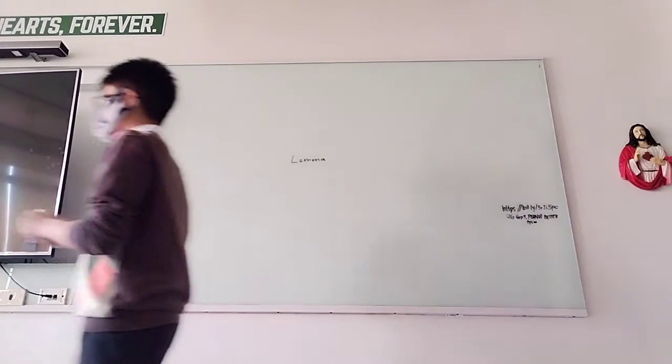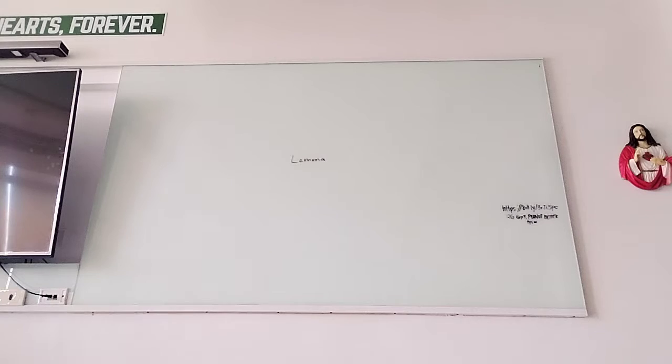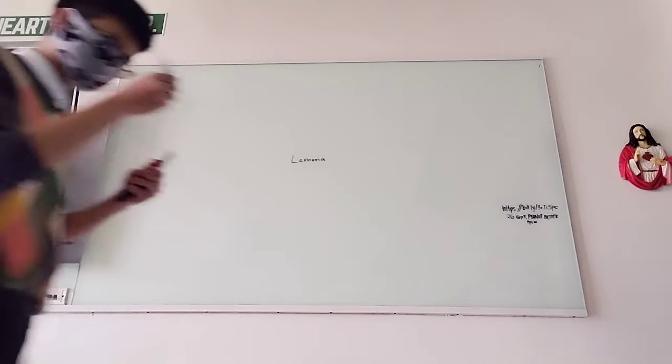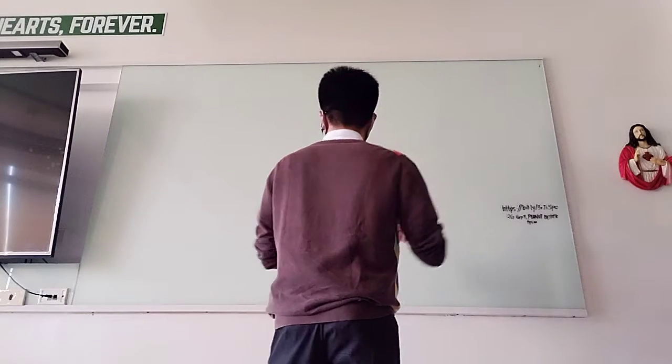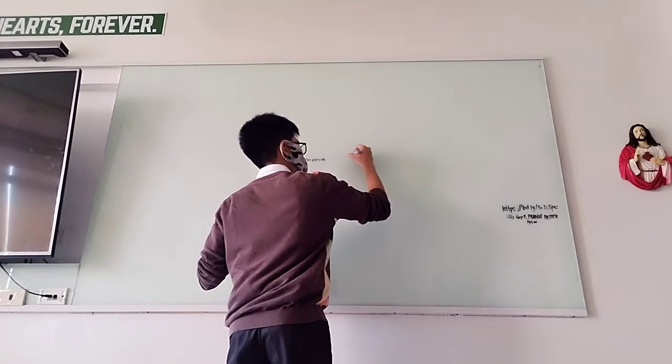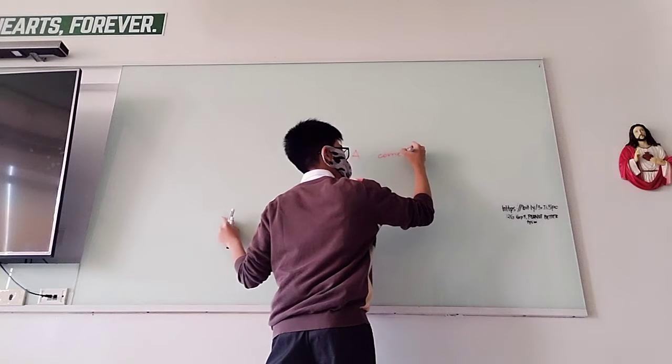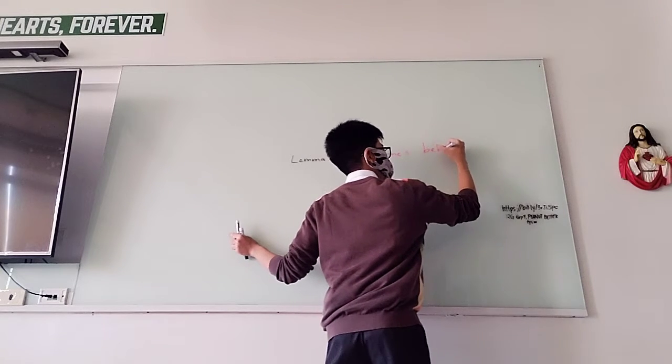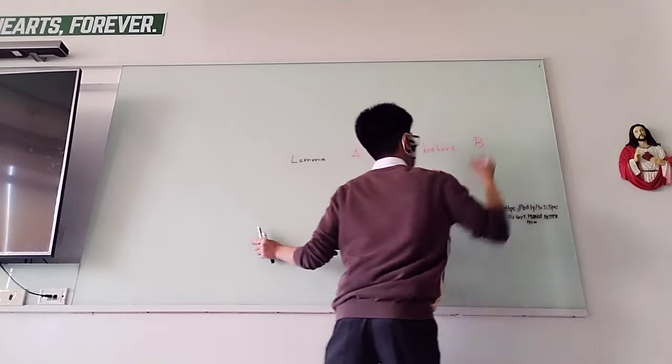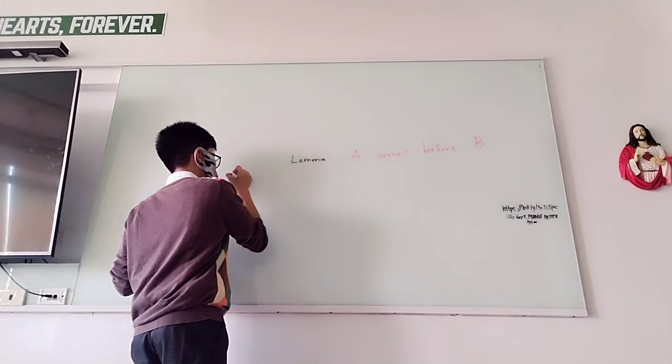I wonder if the marker is still here. Oh yes, it's still here. I can use this. It writes pretty good. So, lemma: A comes before B. And so let's write here proof.